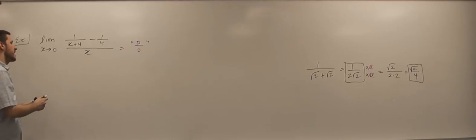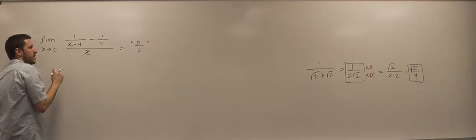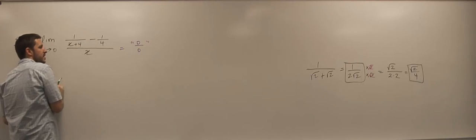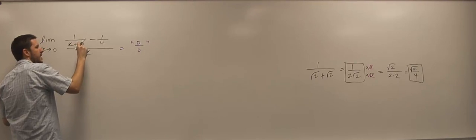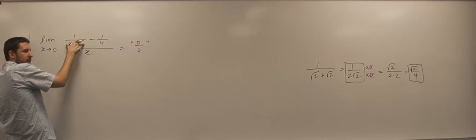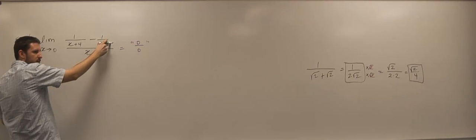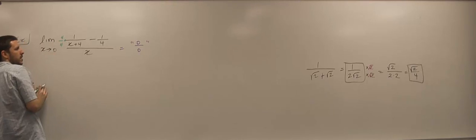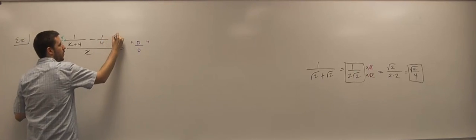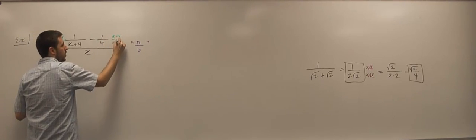So one thing you could do is get a common denominator on the top here and see if anything goes away. Right, so if I want a common denominator, I need a 4 over here, and I need an x plus 4 over here. So I would put 4 over 4, and then I would put x plus 4 over x plus 4.